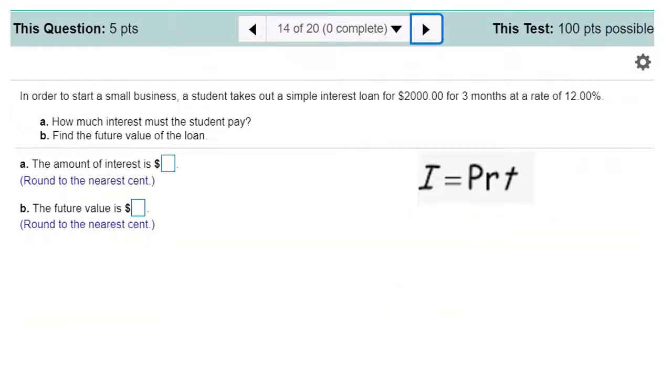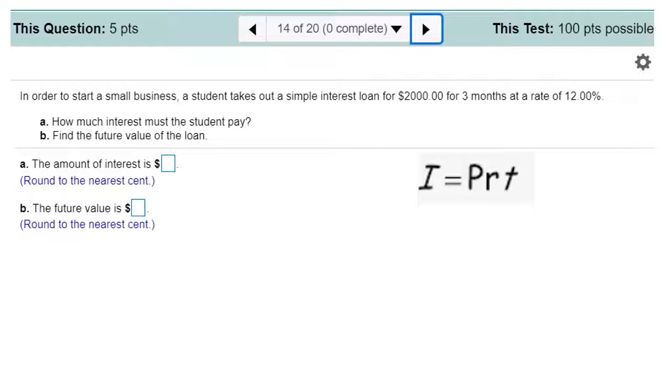Now, in question 14, we're going to switch gears and talk about interest and loans. In order to start a small business, a particular student takes out a simple interest loan of $2,000 for only 3 months. Okay, and they're going to have a rate of 12%. First, you're asked how much interest must the student pay?